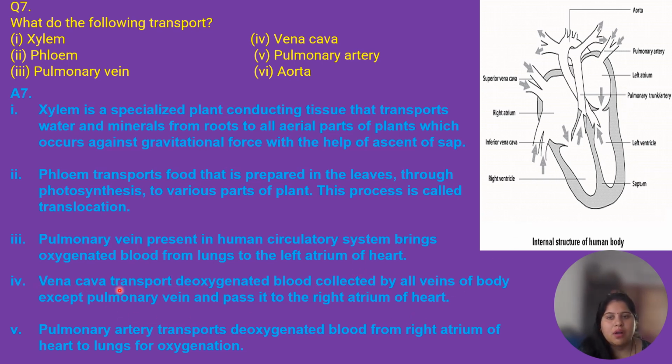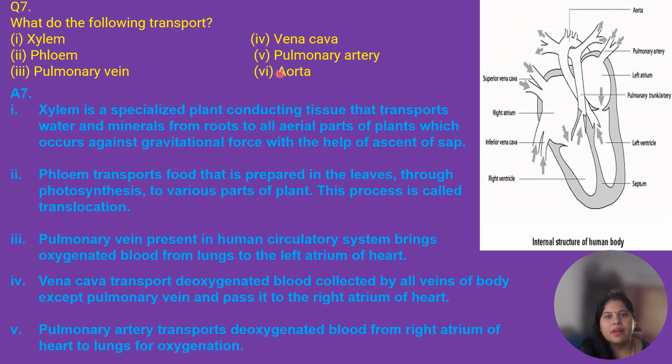Now vena cava. What is the function of vena cava? Vena cava transports deoxygenated blood collected by all the veins of the body except the pulmonary vein and passes it to the right atrium of the heart. Deoxygenated blood from different body parts is collected by the veins and passed to the vena cava. This is the inferior vena cava and this is the superior vena cava. Through these vena cava, deoxygenated blood is received by the right atrium from all the body parts.